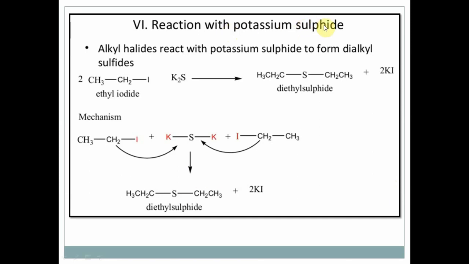Reaction with potassium sulfide. Alkyl halide reacts with potassium sulfide to form dialkyl sulfide. K2S reacts with 2 moles of ethyl iodide and gives diethyl sulfide. Mechanism: this bond will break from here, giving 2 molecules of KI, and simultaneously a bond will form here, giving diethyl sulfide.